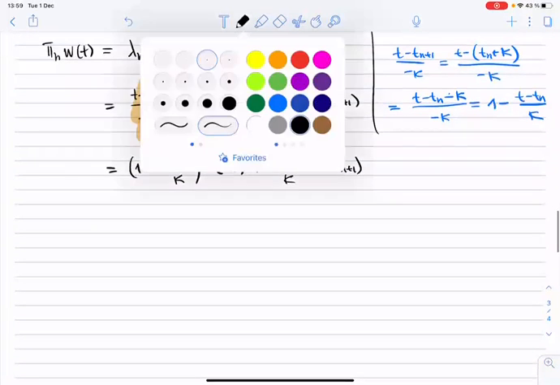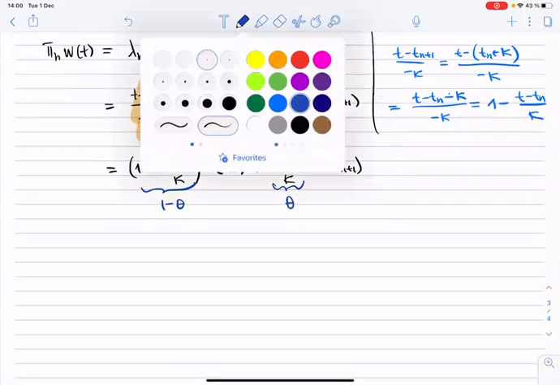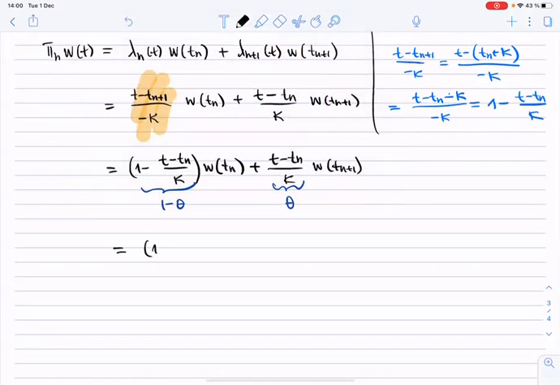And the last point that I want to mention: we can call this theta, and the whole bracket that we had, the first one, is going to be 1 minus theta. And we get the following relation. It's going to be 1 minus theta times wtn plus theta times wtn plus 1. And here 0 is less than or equal to theta, which is less than or equal to 1. So it's some constant between 0 and 1.